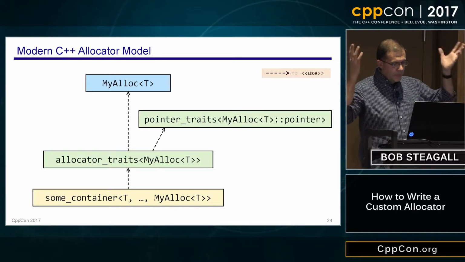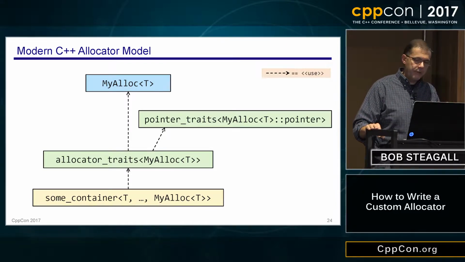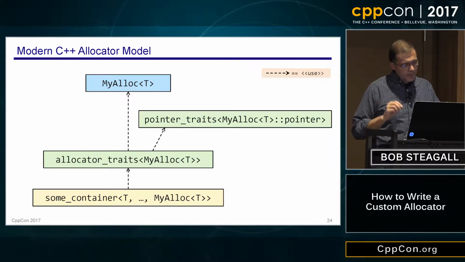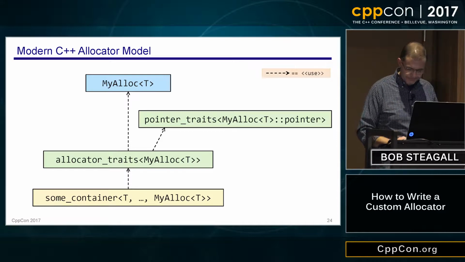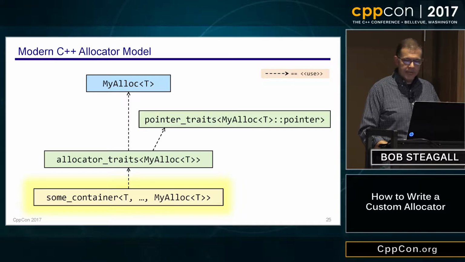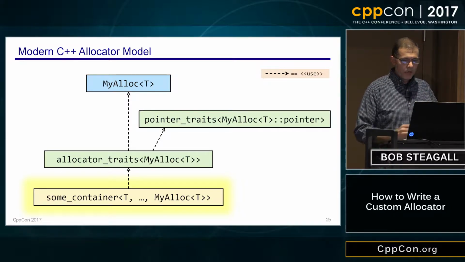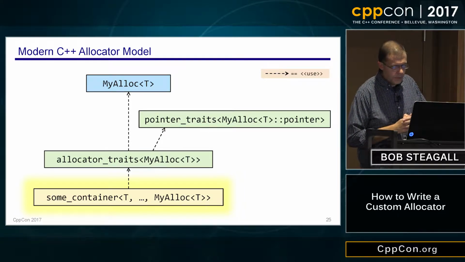So this is a picture of the model that I have in my head. I don't claim that it's correct, but it's the way I visualize things. It's sort of a bastardization of UML. The dotted arrow means the word uses. So working upward on the diagram, the standard containers now get all of their information about memory from the allocator traits template. The allocator traits template is the interface, the wrapper to any kind of allocator that you might want to use.